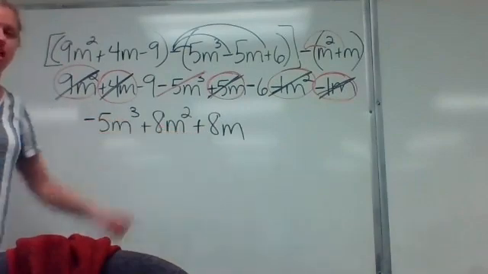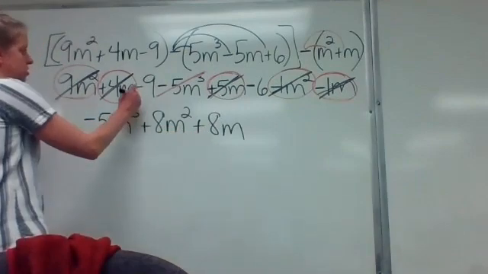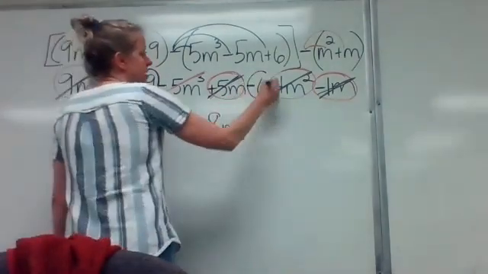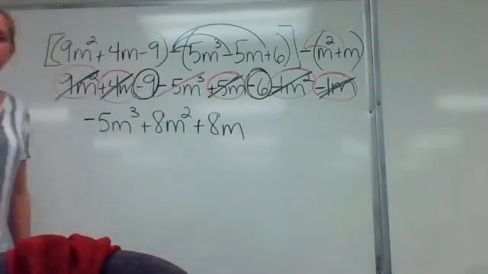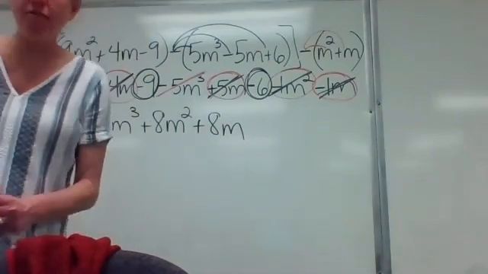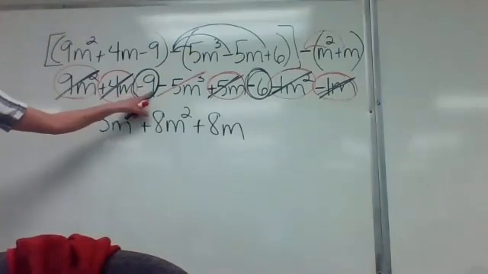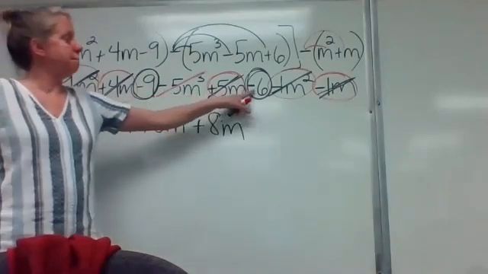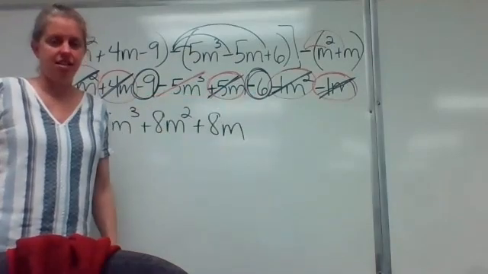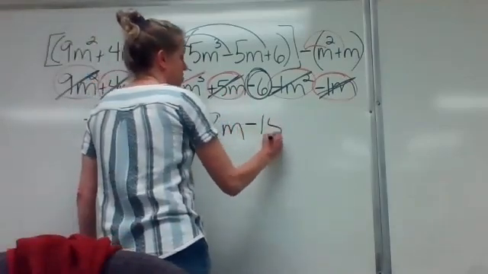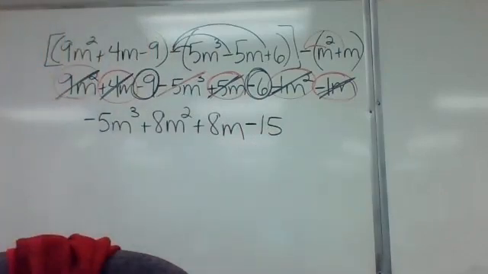And after your m's comes your plain numbers. All I have left are plain numbers, right? That one there and this one here. So put those together. So again, if you didn't like to do this in your head, what would you put in your calculator? Negative 9 minus 6. So if you put that in your calculator, negative 9 minus 6 gives you negative 15.